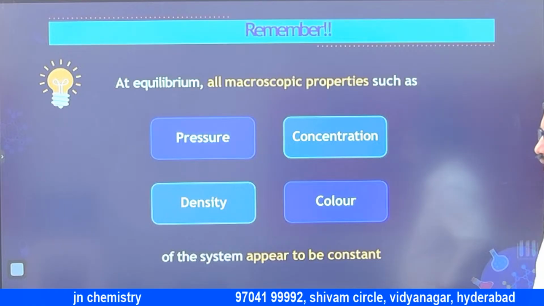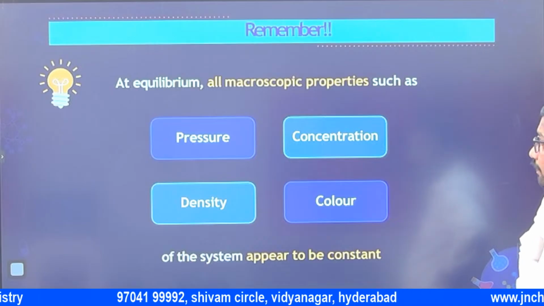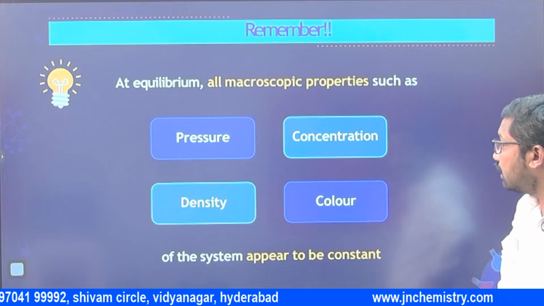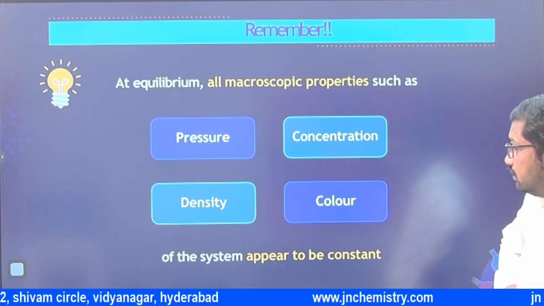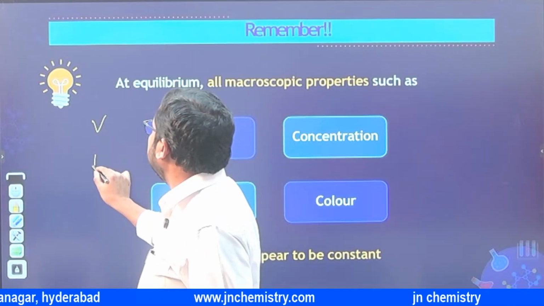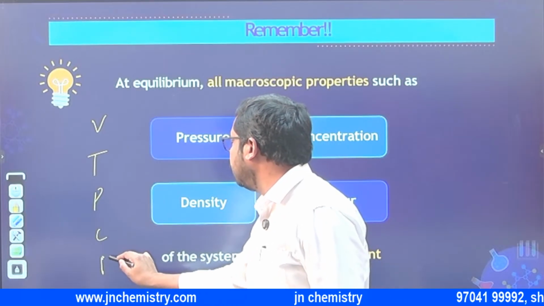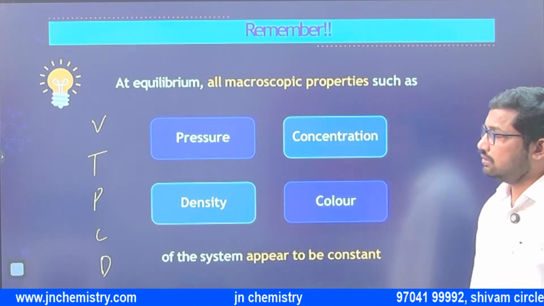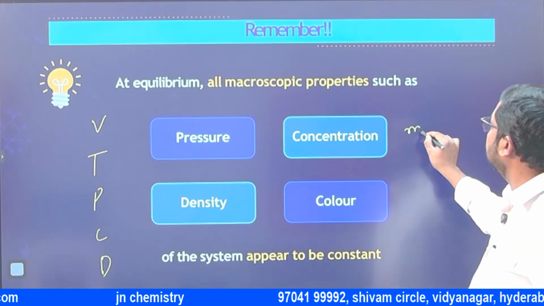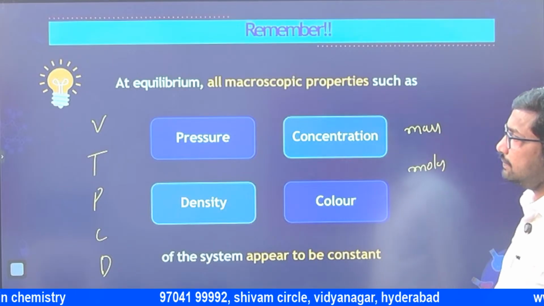Some more along with this: pressure, volume also, concentration, as I already told you. Temperature, you can write the temperature. Volume, temperature, pressure, concentration, density, color, mass, moles also, all are constant.